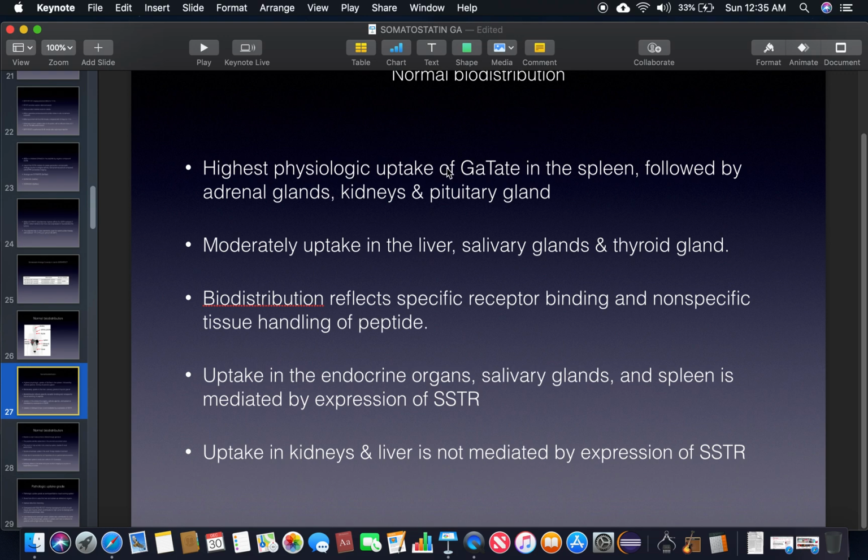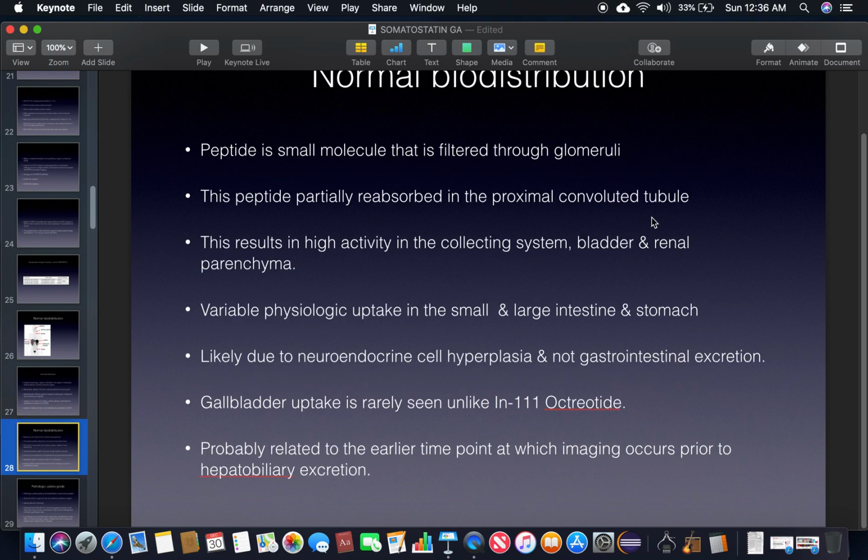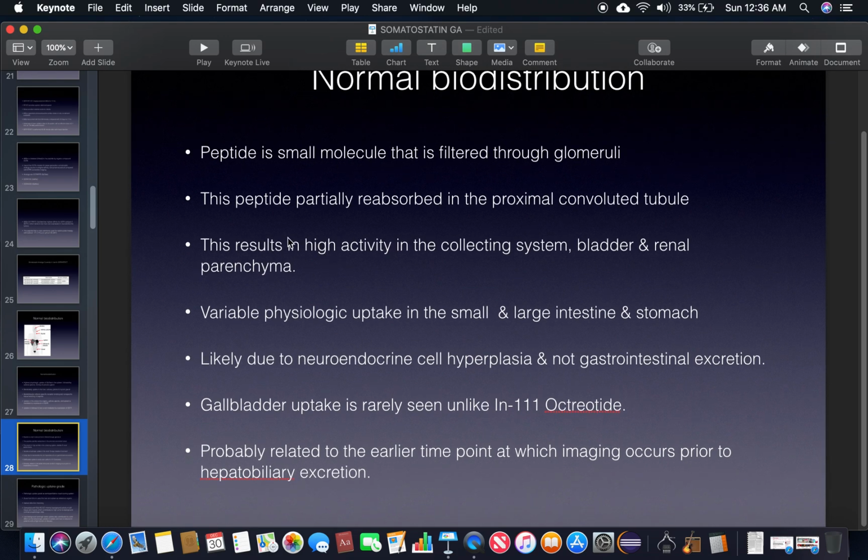Highest physiologic uptake of GATATE is in the spleen. This is followed by adrenals, kidney, and pituitary, also in liver, salivary glands, and thyroid gland. Uptake in liver and kidneys is not mediated by expression of the somatostatin receptors. This is a small peptide that is filtered through the glomeruli and it is partially reabsorbed in the proximal convoluted tubules. So that is why there is high activity in the collecting system, bladder, and renal parenchyma, but variable activity in small intestine, large intestine, and stomach.